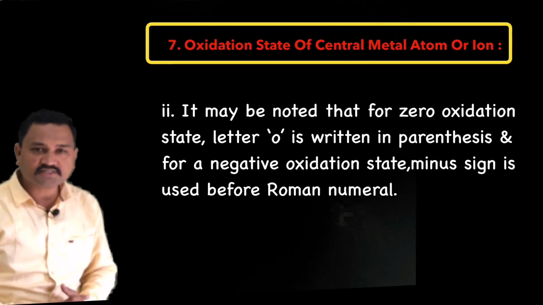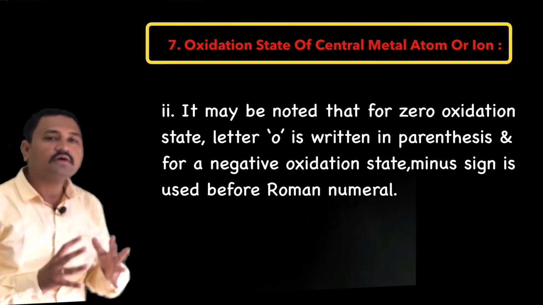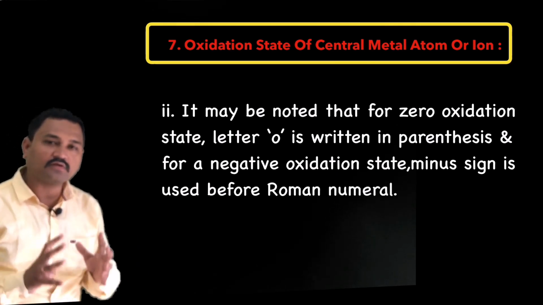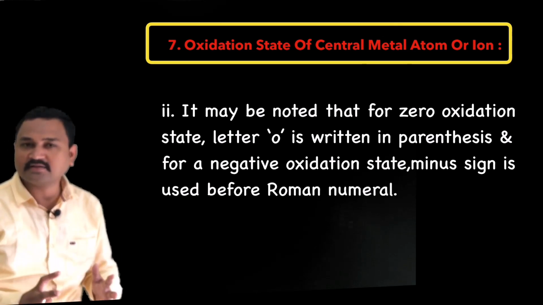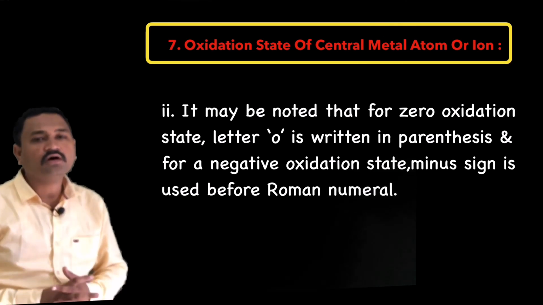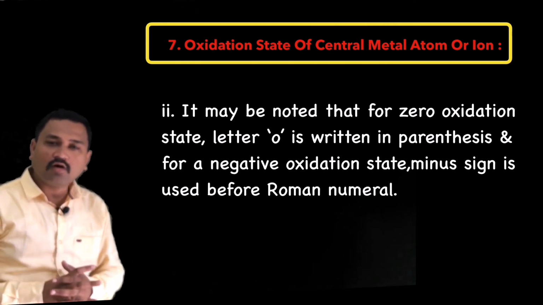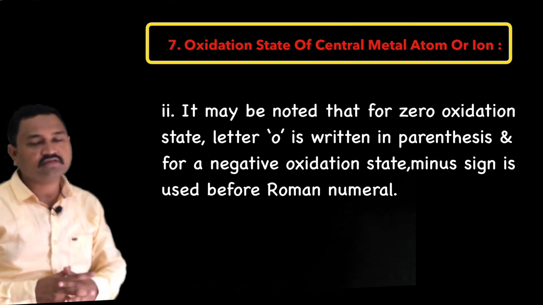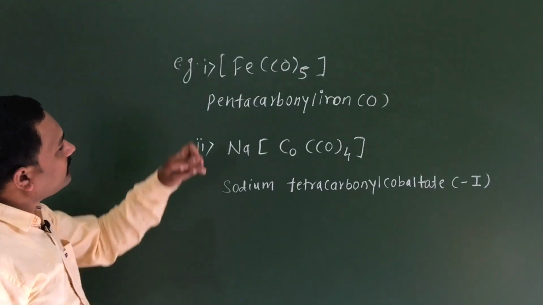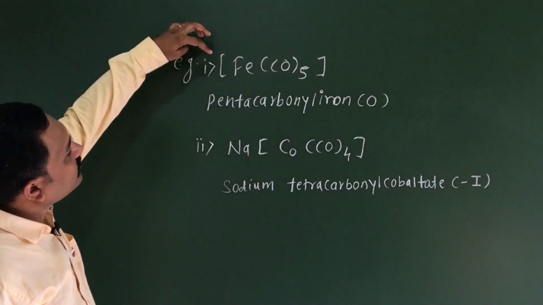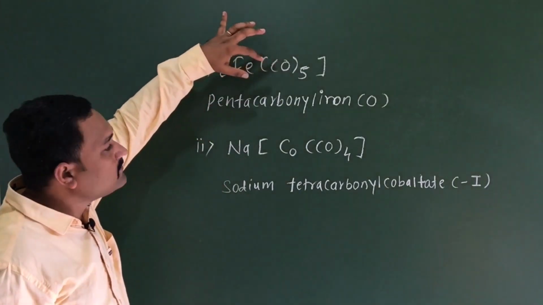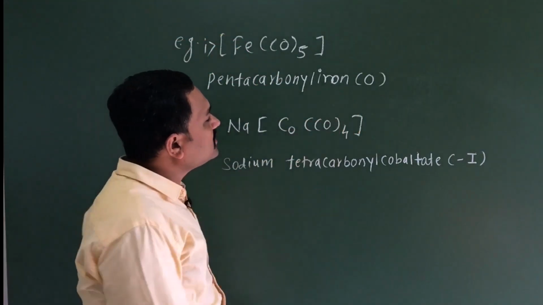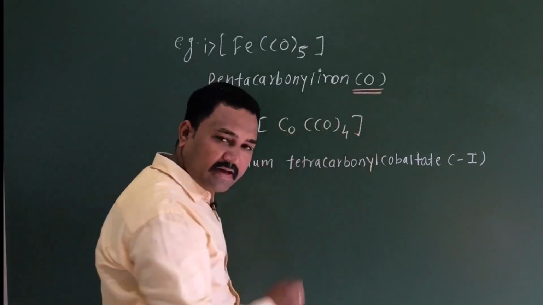Now the second point for rule number 7. If the oxidation state is 0, then 0 is written in the parentheses, and if the oxidation state of the central metal atom or ion is negative, then we have to put a minus sign before the oxidation state in the parentheses. Let us consider examples regarding this one. Here I have taken two examples. The first one is Fe(CO)5, and its name is written as pentacarbonyliron, and its oxidation state is written as 0 in the parentheses.